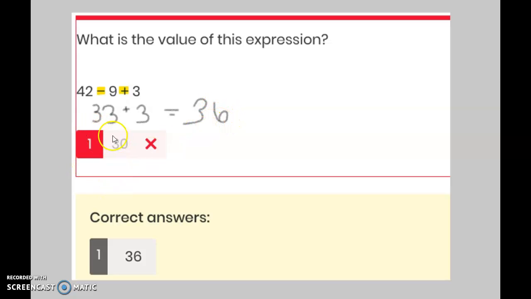So I do see how you got the 30 is because you added the 9 plus 3 first. But remember, with addition and subtraction or subtraction and addition, you solve whichever comes first from left to right. And in this case, you're going to subtract first.